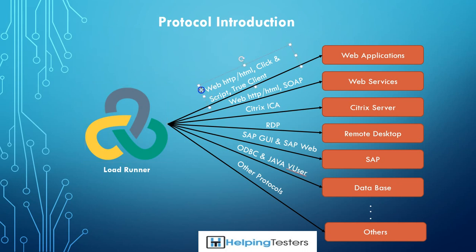So if you take Web HTTP protocol or web application related protocols, they are very commonly used protocols in Loadrunner. Now we are going to look in detail at the Web HTTP protocol and how it works, what are the various things that we can apply for Web HTTP, and how we can do performance testing using the Web HTTP protocol. So that we are going to discuss in detail.